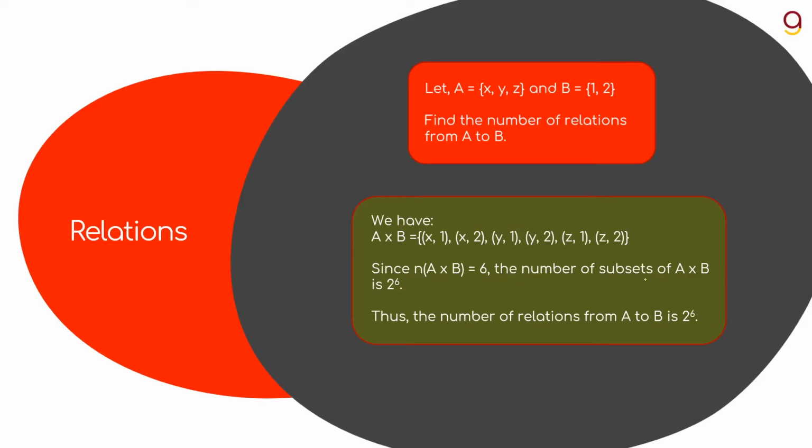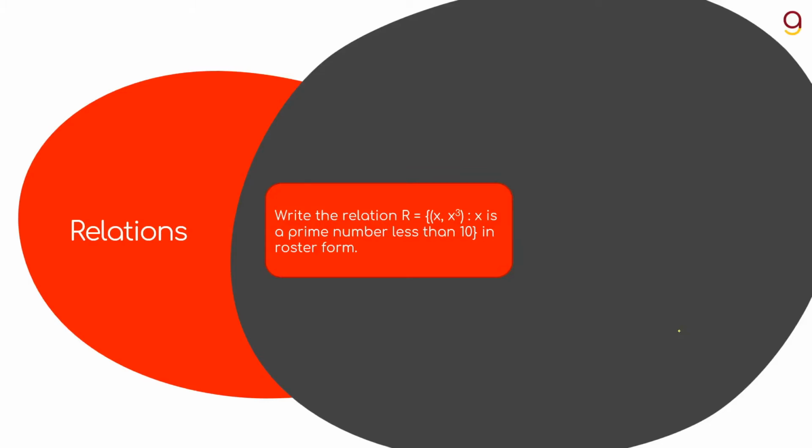Now the number of subsets of A cross B is 2 to the power 6. Thus the number of relations from A to B is 2 to the power 6. Hope you are clear with this. Now let's see the next question.